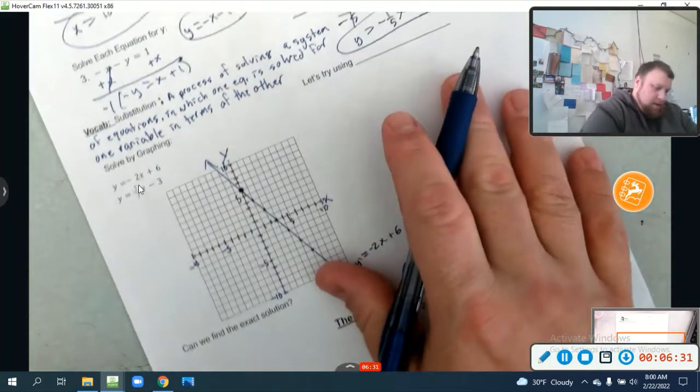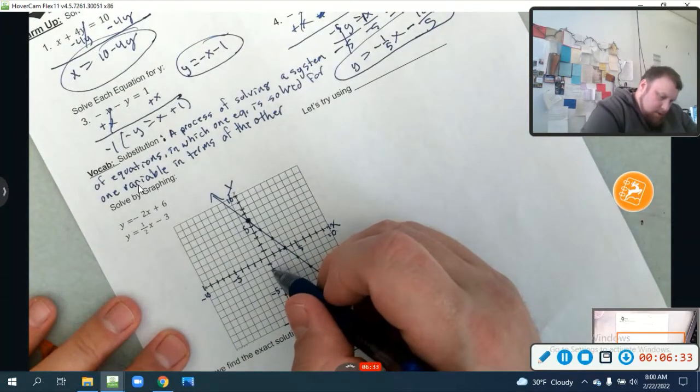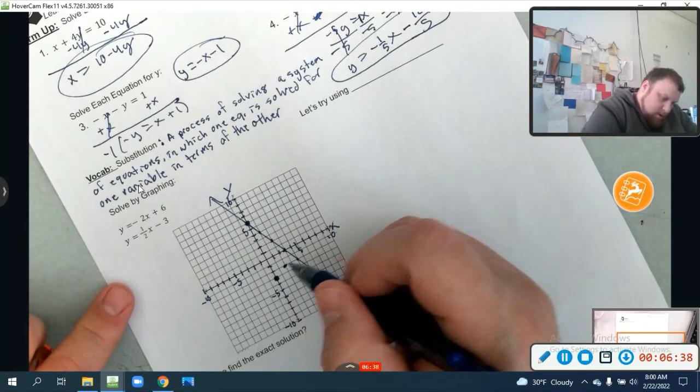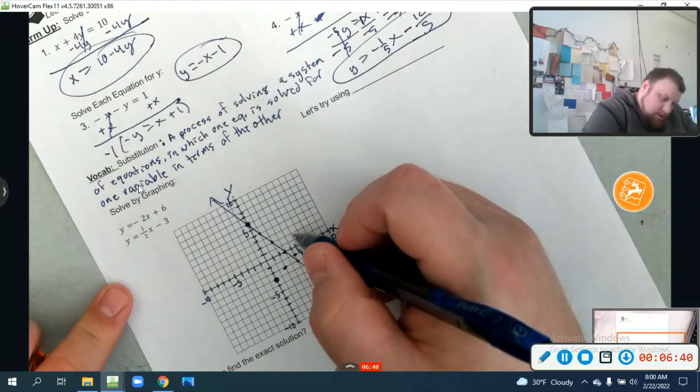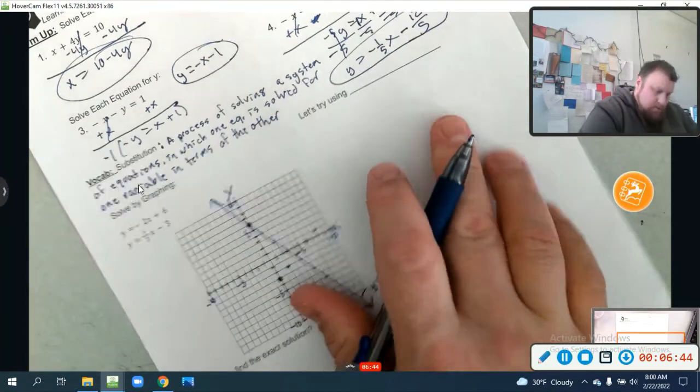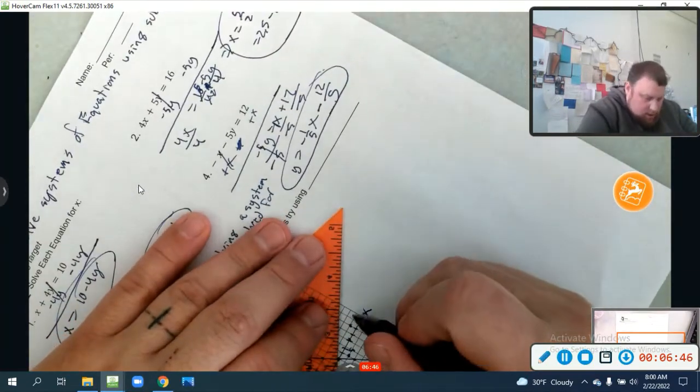Then we have 1/2 x minus 3. Well, that's going to start at negative 3. And 1/2 tells me to go up 1 over 2. Up 1 over 2. That's interesting. Notice they don't meet. Up 1 over 2. Up 1 over 2. Awesome.